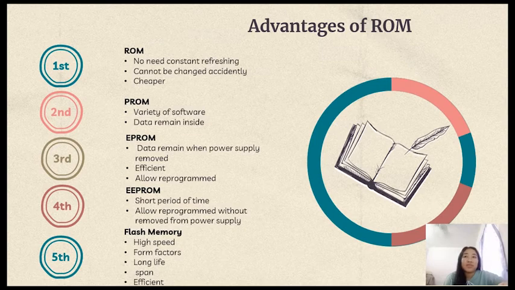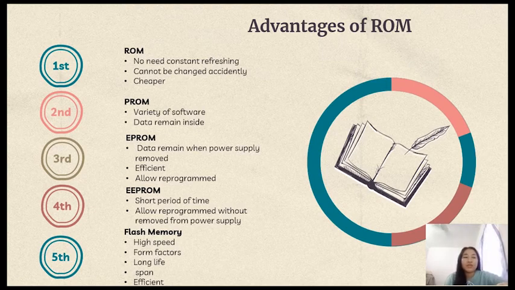The next one is EPROM, which stands for Erasable Programmable Read-Only Memory. It is non-volatile, so the memory remains inside even when the power is turned off. Not only that, it does not require external memory, and EPROM is very efficient and programmable, where the data stored inside can be reprogrammed and erased.